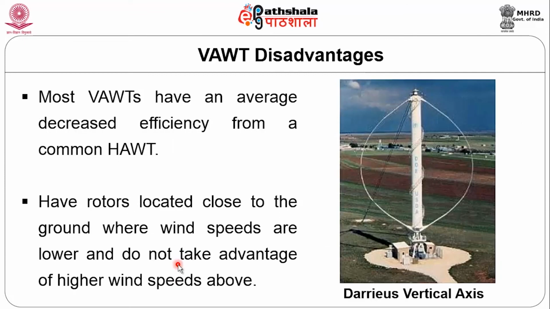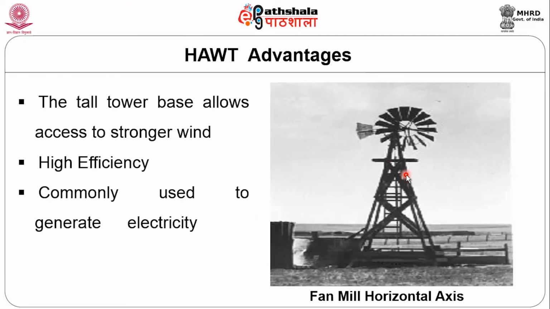It has some disadvantages. Most vertical axis wind turbines have an average decreased efficiency compared to a common horizontal axis wind turbine. When we compare with the horizontal axis wind turbine, it gives less efficiency, and it has rotors located closer to the ground where wind speeds are lower and does not take advantage of higher wind speeds above. Since it is closer to the ground, it cannot access high wind velocity, and that is the main disadvantage.